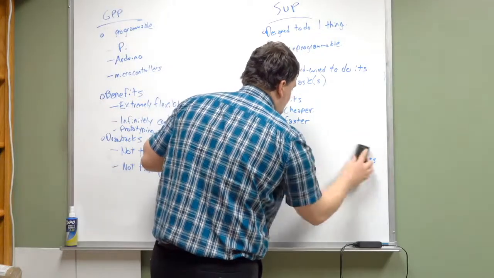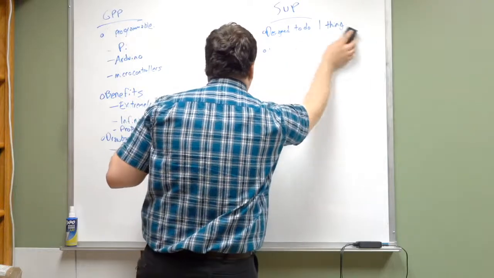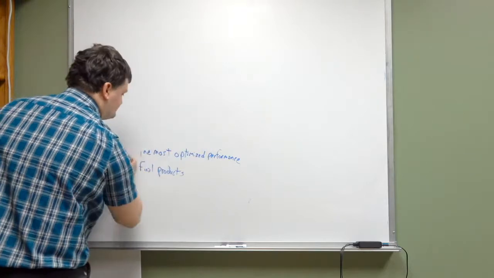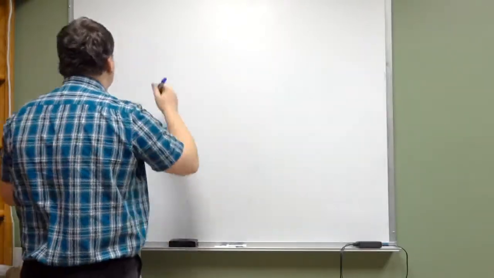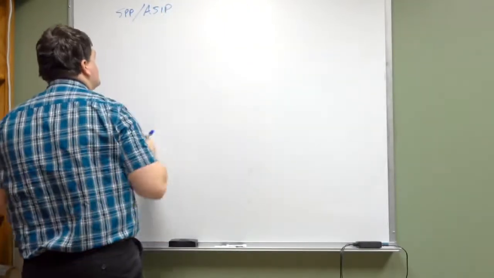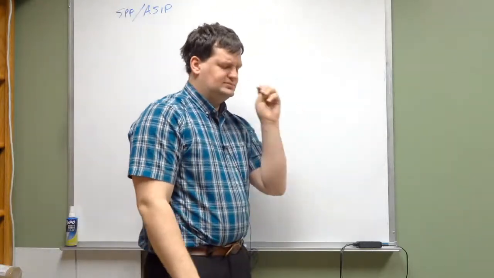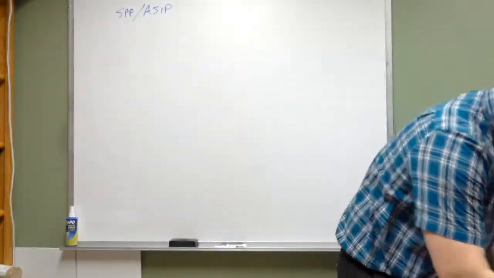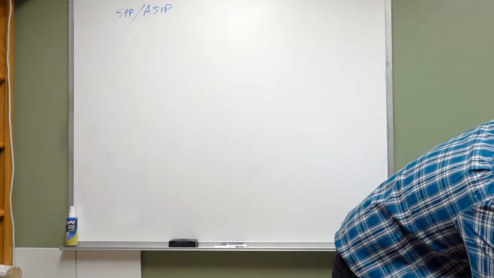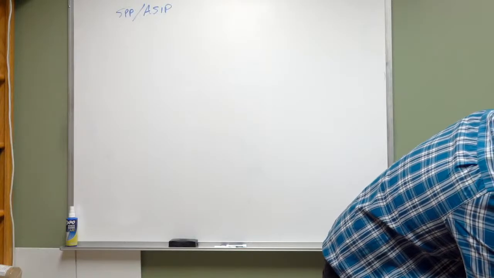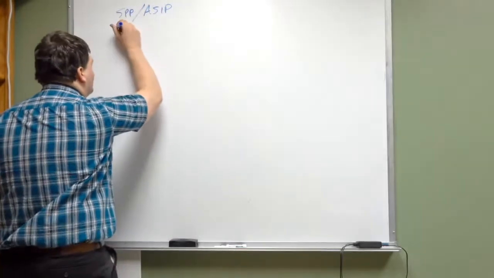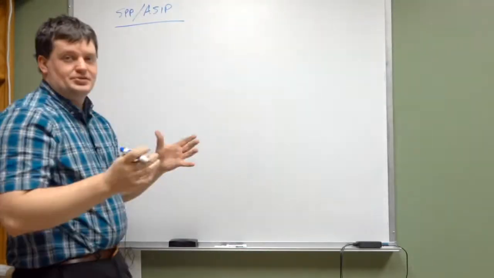But there is one that goes in the middle between these two. And the one that goes in the middle is the single purpose processor, or the application specific IP. I don't remember what the I stands for. Instruction set processor. Okay, now this is kind of a hybrid between the two.